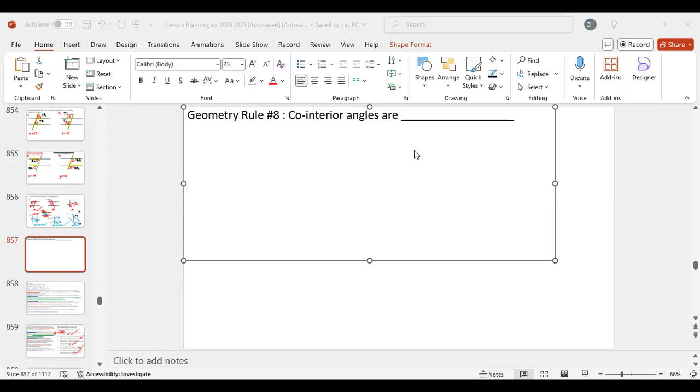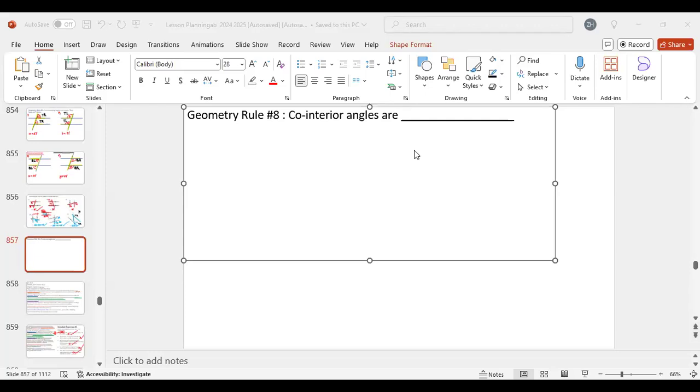Let me do something. Let me take the attendance first. Co-interior angles are, most people are saying equal. Who said that co-interior angles are equal? Let me hear you. Me. Okay. Are equal. Who think that they have the same transversal line? Okay, interesting. Wait, let me finish taking the attendance and then we could continue.